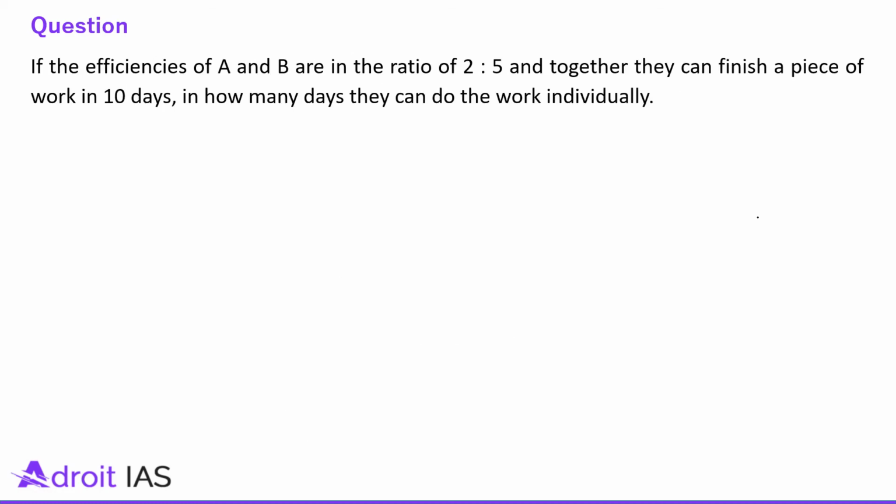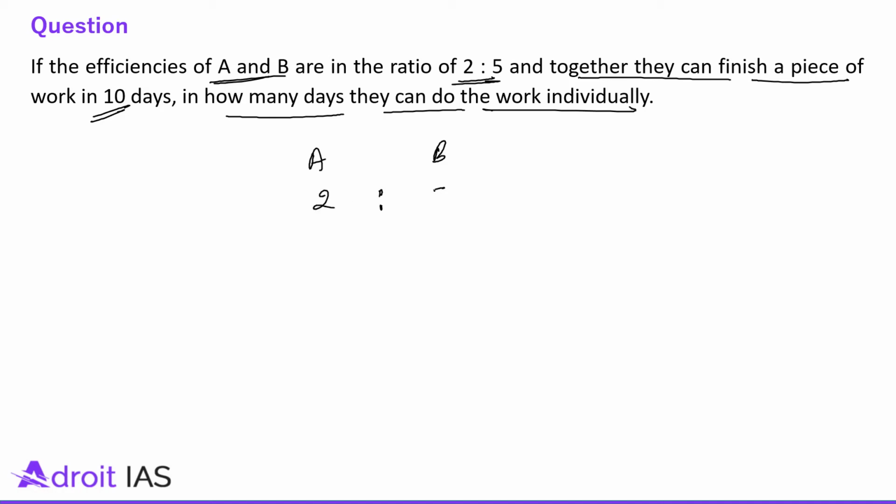If the efficiencies of A and B are in the ratio 2:5 and together they can finish a piece of work in 10 days, in how many days can they do that work individually, if the efficiencies of A and B are in the ratio 2:5? All right.